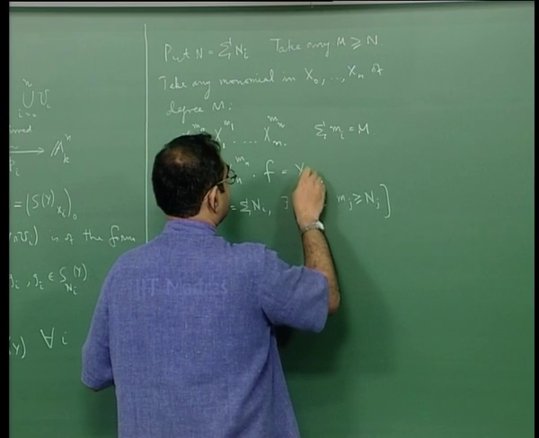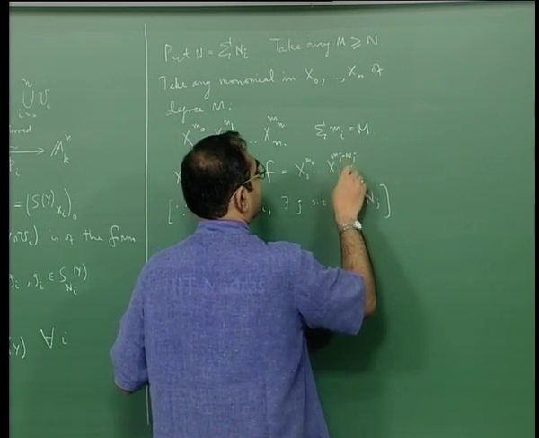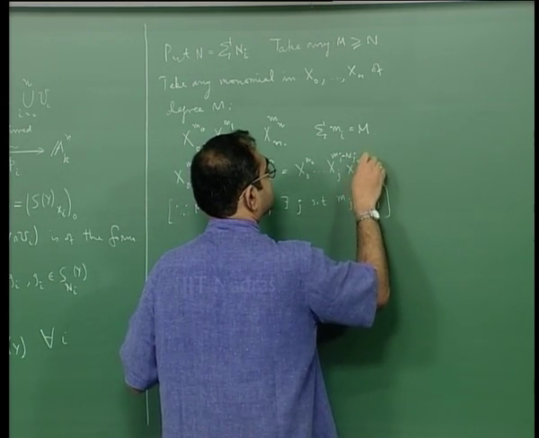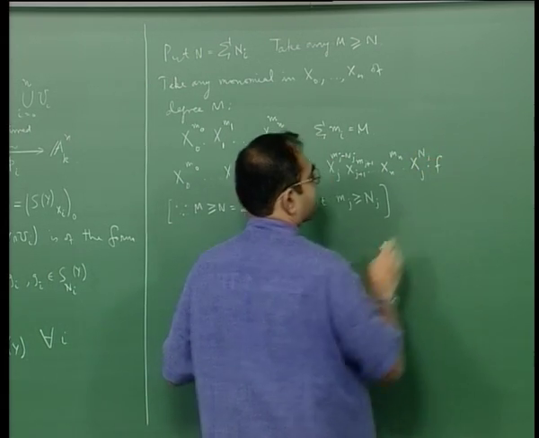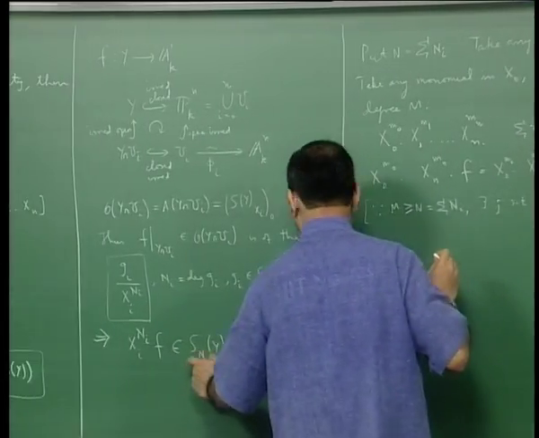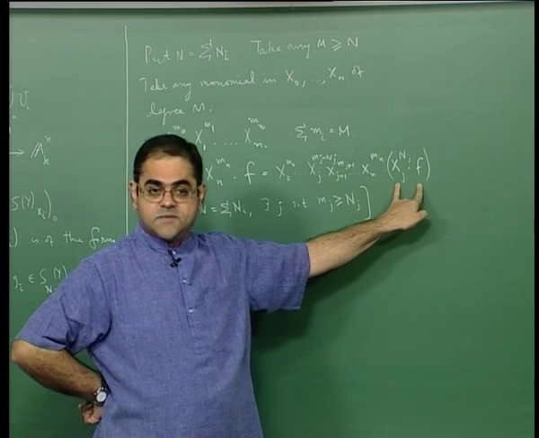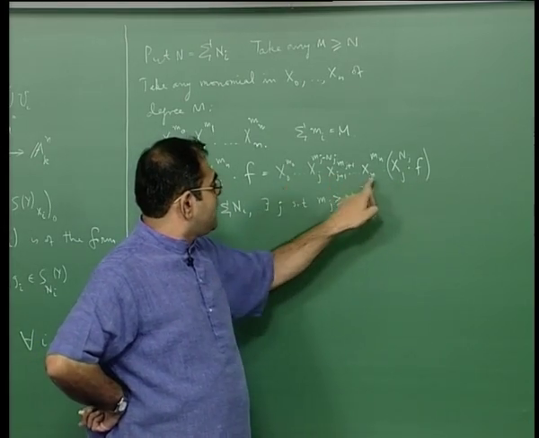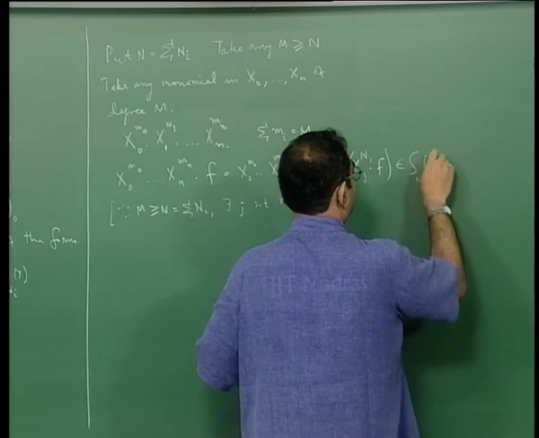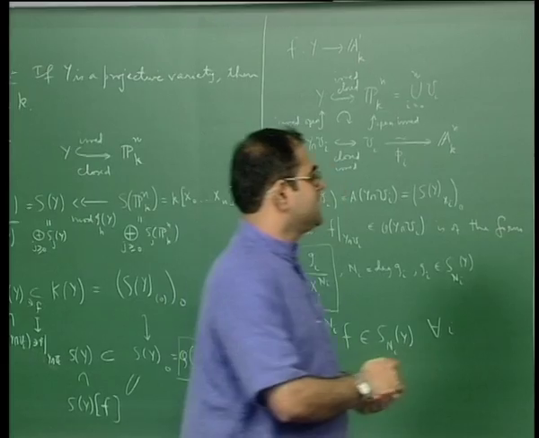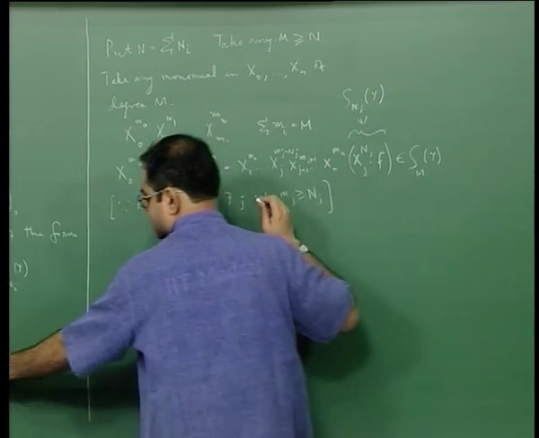Then I can write this as x0 power m0 and so on, then when xj comes I will put mj minus nj, then xj plus 1 power mj plus 1 and go on up to xn power mn. I will take out this xj power nj times f, and I know xj power nj times f is in s sub nj of y. So this is a degree nj homogeneous polynomial, and what is left out is a homogeneous polynomial of degree m minus nj. So the moral of the story is that this whole thing is going to lie in s sub m of y, because this fellow belongs to s sub nj of y, because of this observation.